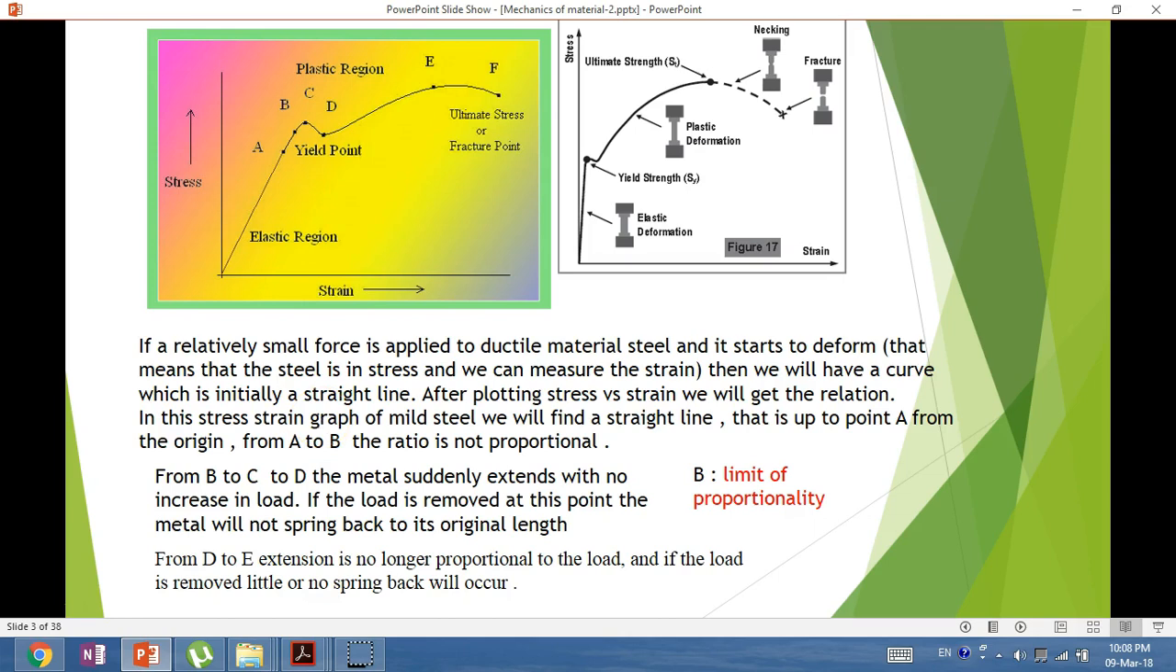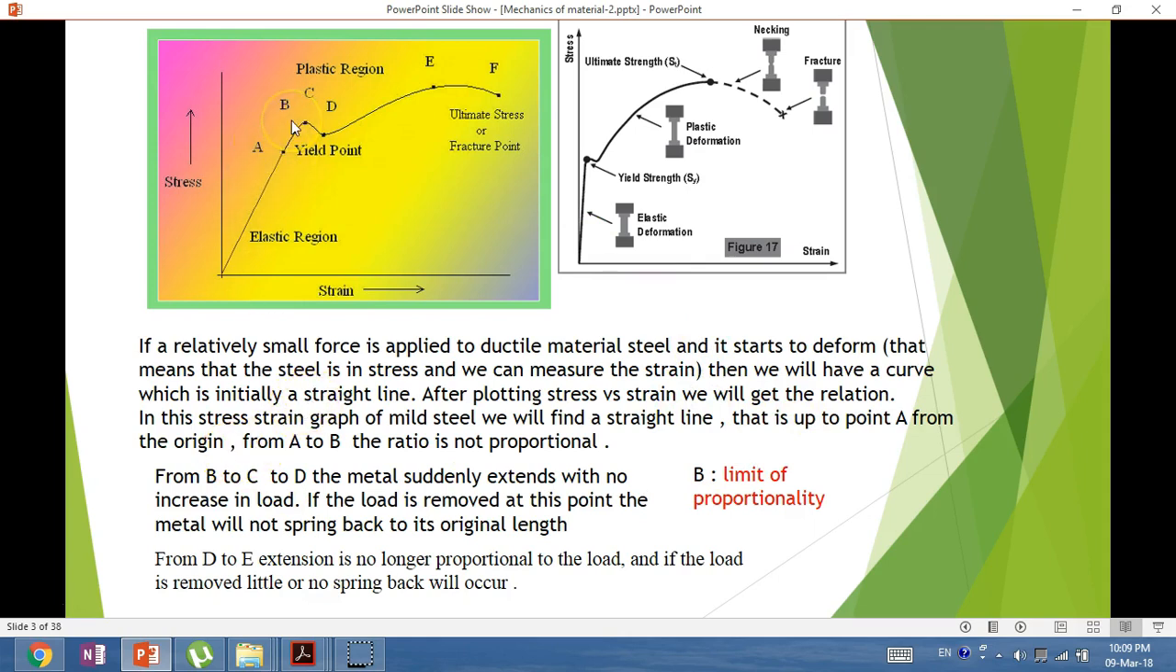During performing the tensile test for a specimen of mild steel, if a relatively small force is applied to ductile material steel and it starts to deform, that means that the steel is in stress and we can measure the strain. Then we will have a curve which is initially a straight line, as we can see, from the starting point until point A. That is up to point A from the origin.